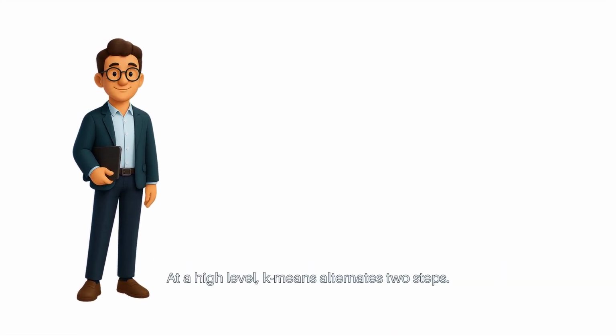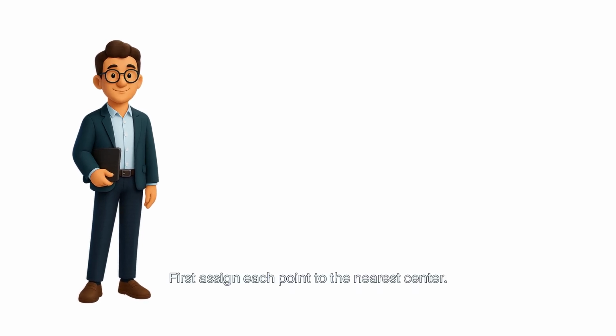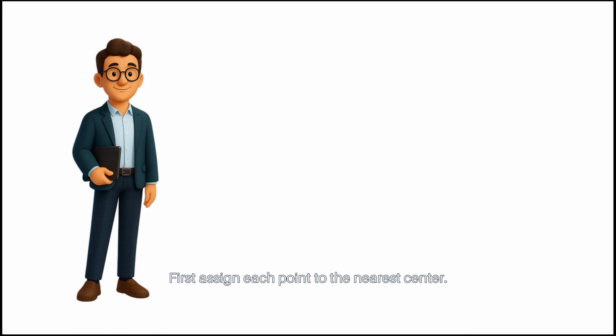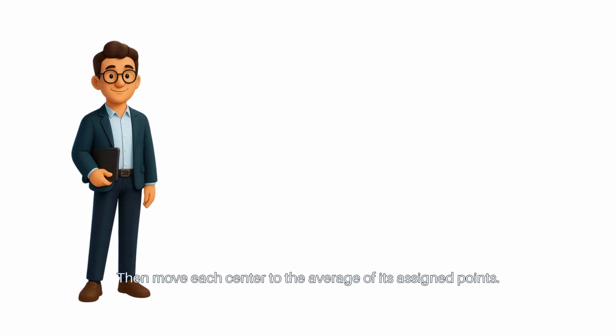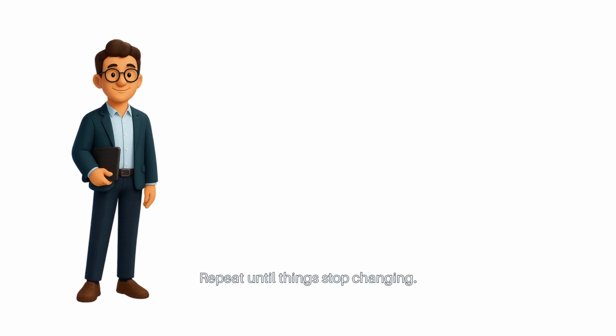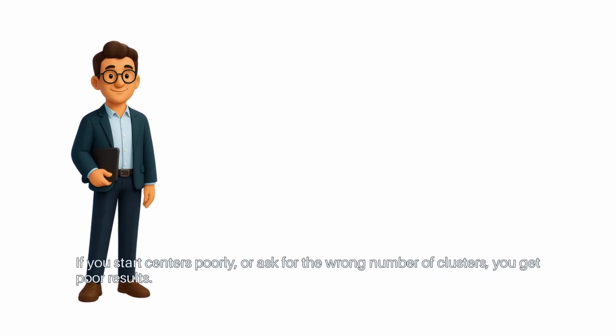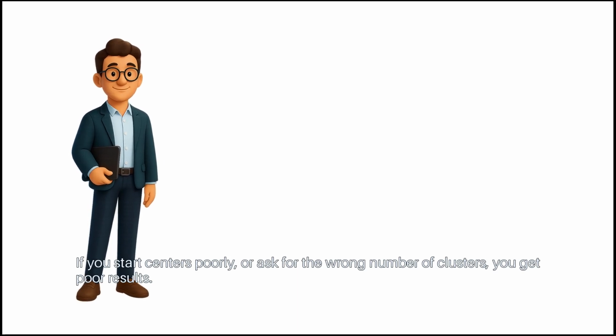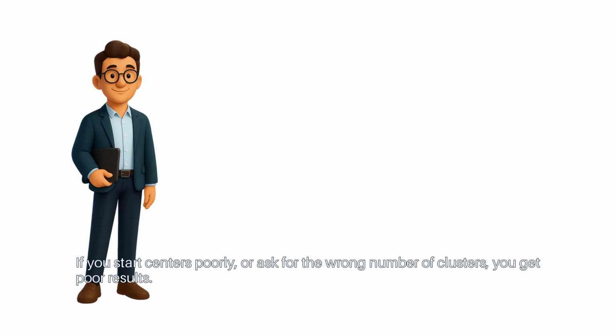At a high level, KMeans alternates two steps. First, assign each point to the nearest center. Then move each center to the average of its assigned points. Repeat until things stop changing. If you start centers poorly or ask for the wrong number of clusters, you get poor results.